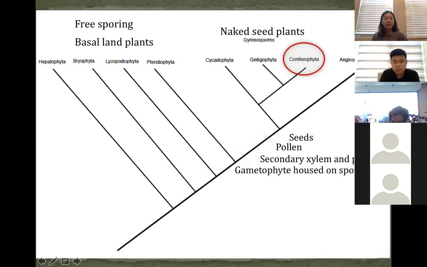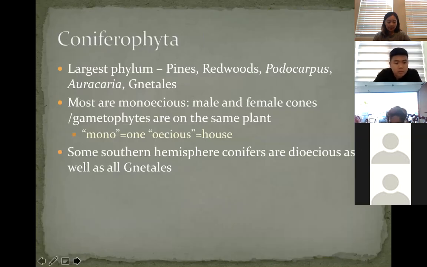Okay, the last group that we're going to be looking at is the conifers. Now, I'm sure this is the one that you guys are the most familiar with. It is the largest phylum within the gymnosperms. So this includes your pines, your redwoods, and then also some really interesting ones like Podocarpus and Araucaria, which you guys will see in the conifer walk that Dr. Bovich posted. And then the very interesting Gnetales, which I'll talk about on the last slide.